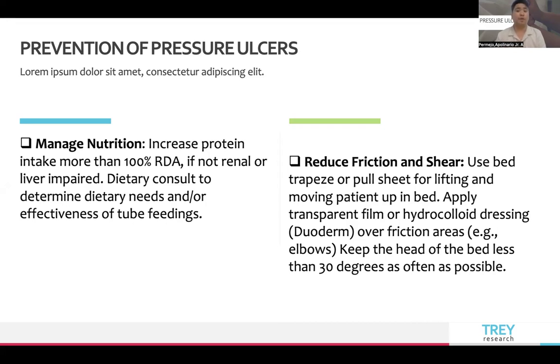Lastly, reduce shear and friction by using appropriate assistive devices like a trapeze or a pull sheet for lifting and moving the patient up in bed. We may also apply transparent film or hydrocolloid dressing over the friction areas, especially for patients who have existing pressure ulcers. And of course, for patients with existing pressure ulcers, we apply the other preventive measures as well and make sure patients are able to manage.